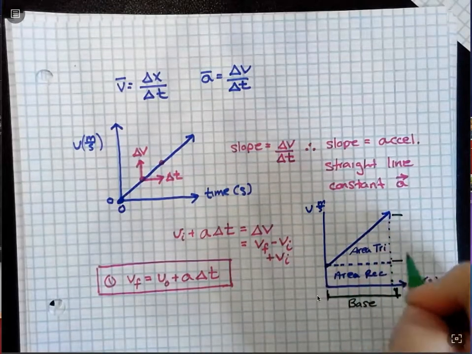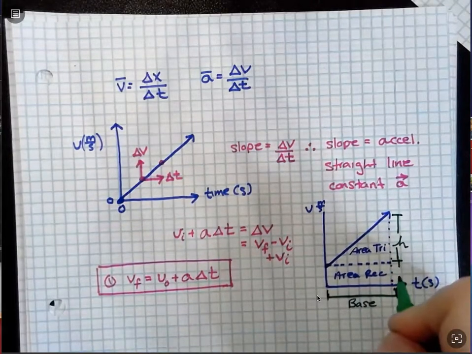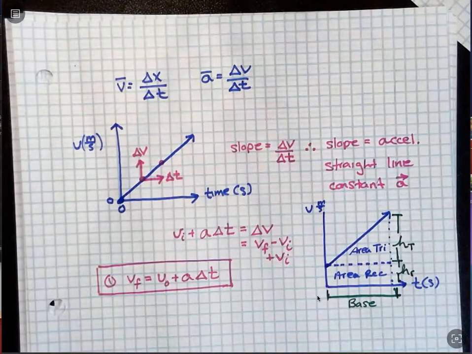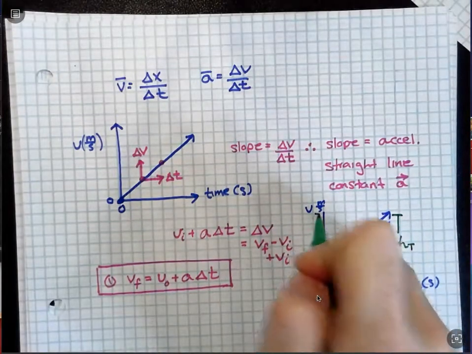This is the height of the triangle. And this is the height of the rectangle. So I'm going to put HT for triangle, HR for rectangle, base. So what is the height of the triangle here? That's from this point to this point.